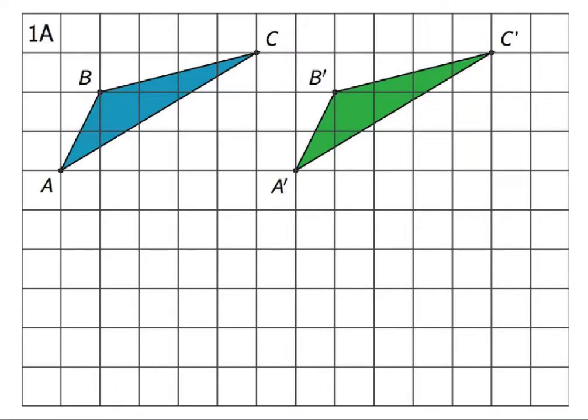All right, the second activity. There are 4 images in the second activity where you have to deal with 4 separate transformations: 2 translations, 1 reflection, and 1 rotation. So this first image, this is a translation from the blue figure to the green figure.